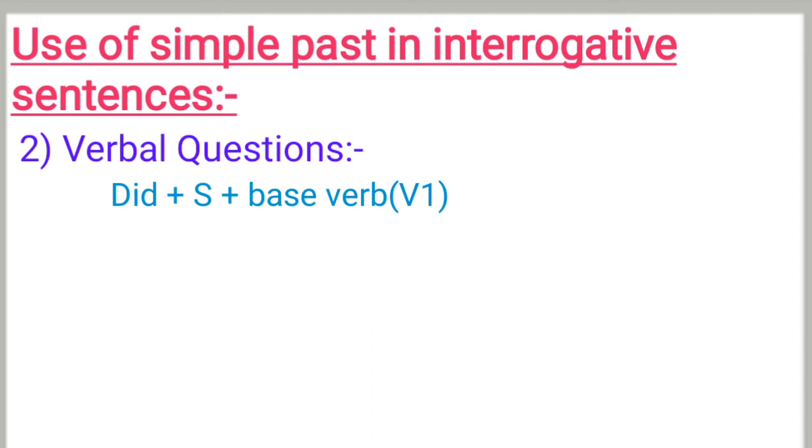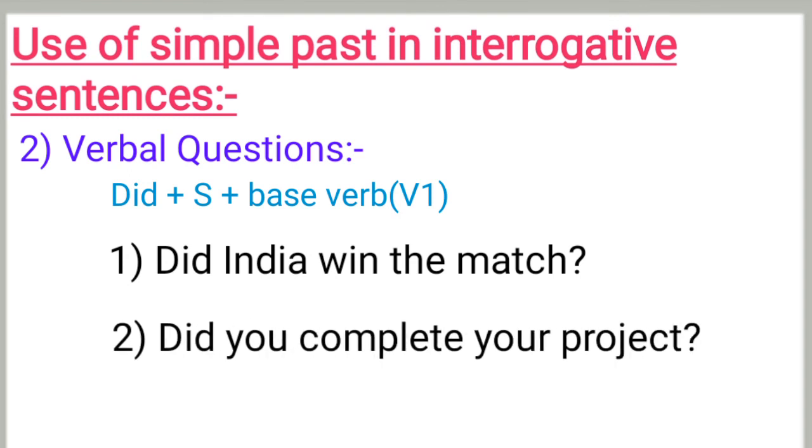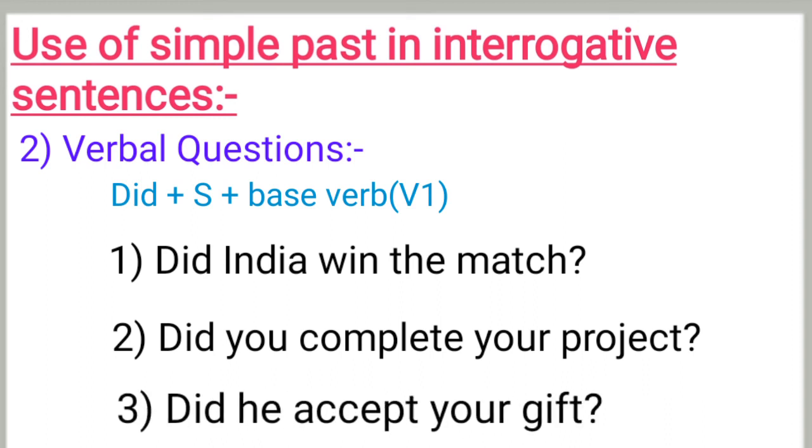The first question, did India win the match? Second question, did you complete your project? And the third question, did he accept your gift? You can observe that I started every question with did as per the structure given above. In the first question, did India win the match? Here, India is the subject, win is the verb first form, and the match is the remaining part of the question, and finally a question mark at last.